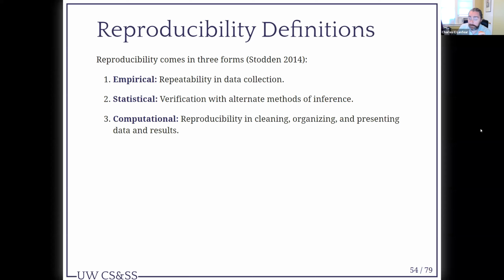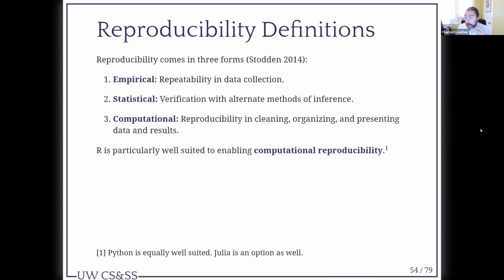The last form of reproducibility is computational reproducibility. This is reproducibility in the cleaning, organizing, and presenting of your data and your results. So computational reproducibility is all the things that happen from when your data file is opened and you start creating and modifying variables to running the models and spitting them out into your tables and your plots. Okay, all the stuff you basically do in R. So R, as I've been showing you all term long, is really well suited to enabling computational reproducibility. Python is also very good at it. Julia is pretty good at it. Other languages are good at computational reproducibility.